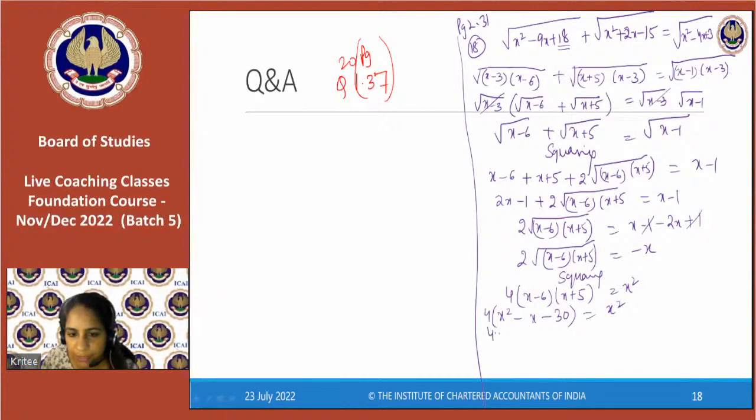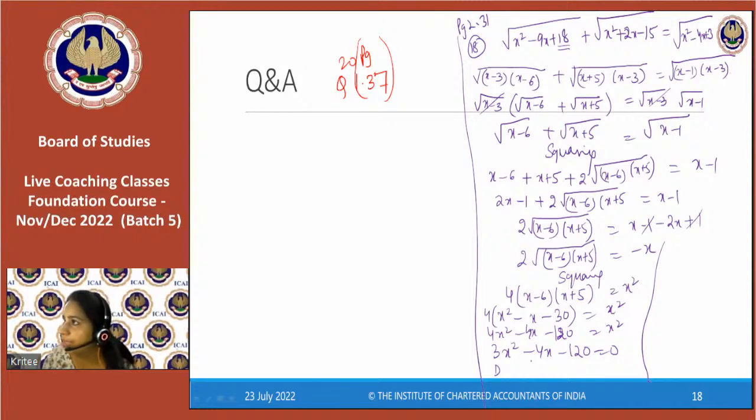Bring everything on one side. 4x square minus 4x minus 120 equals x square. Everything on one side, this becomes 3x square minus 4x minus 120 equal to 0. Now this is your quadratic equation to be solved. You can solve by either of the methods, but as per the options given, I understand that we must go with D. So D is b square minus 4ac. So 4 into 3, 12, into 120, plus 1440. So this is 1456. D is 1456.